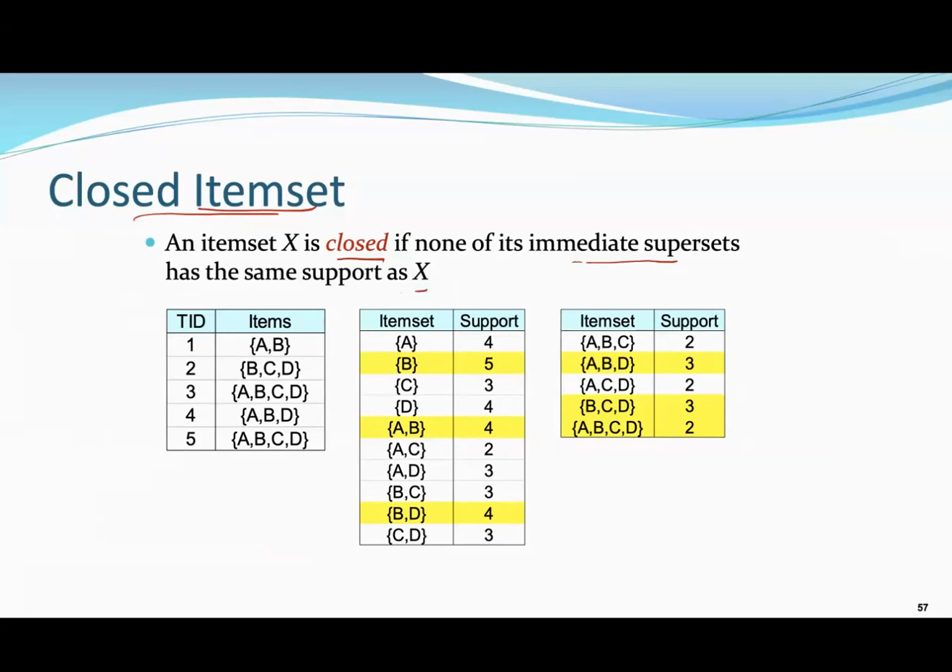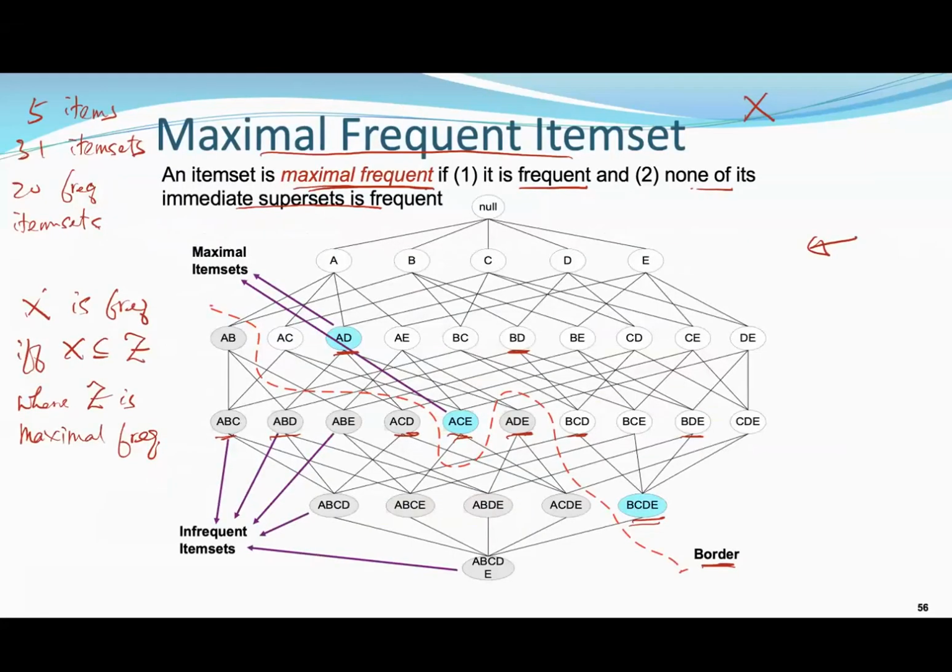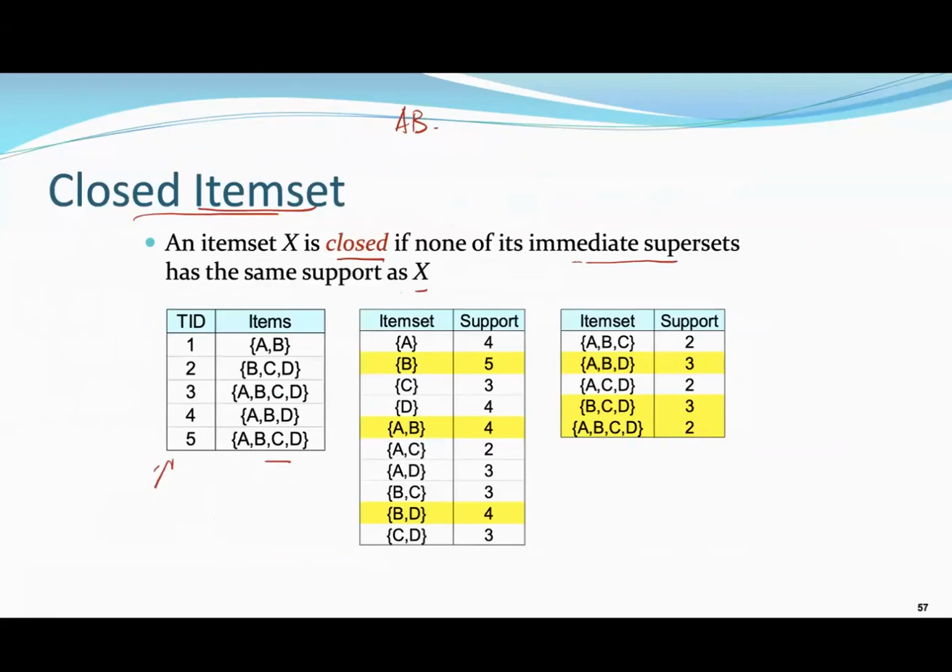Let me use an example to illustrate. Let's consider the item set AB. In this example, we have 5 transactions and 4 different items, A, B, C, D. This data set is different from the one that I used earlier. Let us consider the item set AB. Its support count is 4 because out of these 5 transactions, 4 of them contain AB.